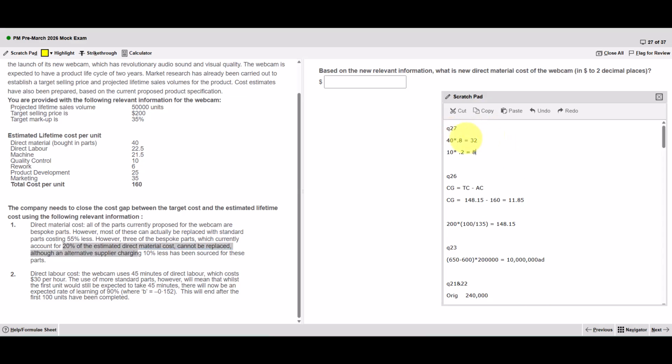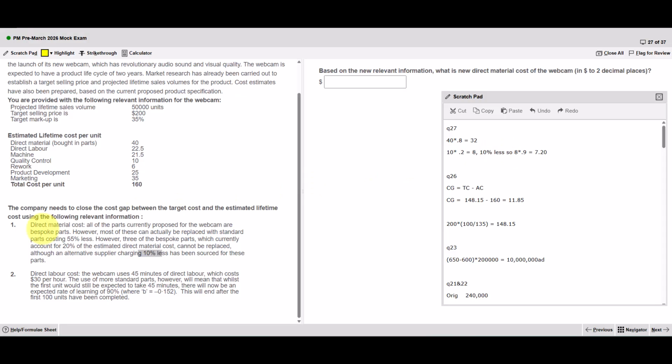Okay, so I've split into my 80-20 split. I'm going to work on the 20% first. So 20% of the estimated materials cannot be replaced, but we can get a supply for 10% less. So 8 times 90% or 0.9 gives us 720.